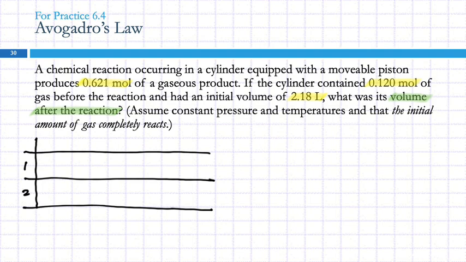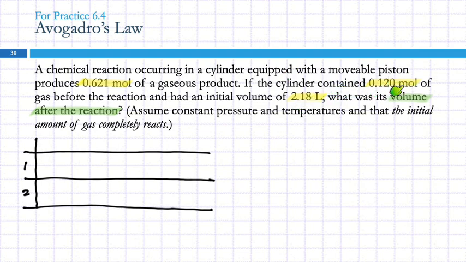So this is saying that it produces this much gas, and it's saying that it had this much before the reaction and that the initial volume is this. Most people want to call the initial volume condition 1. It actually doesn't matter, but it really bothers some people. So I'm going to recognize that this thing is coming after these.